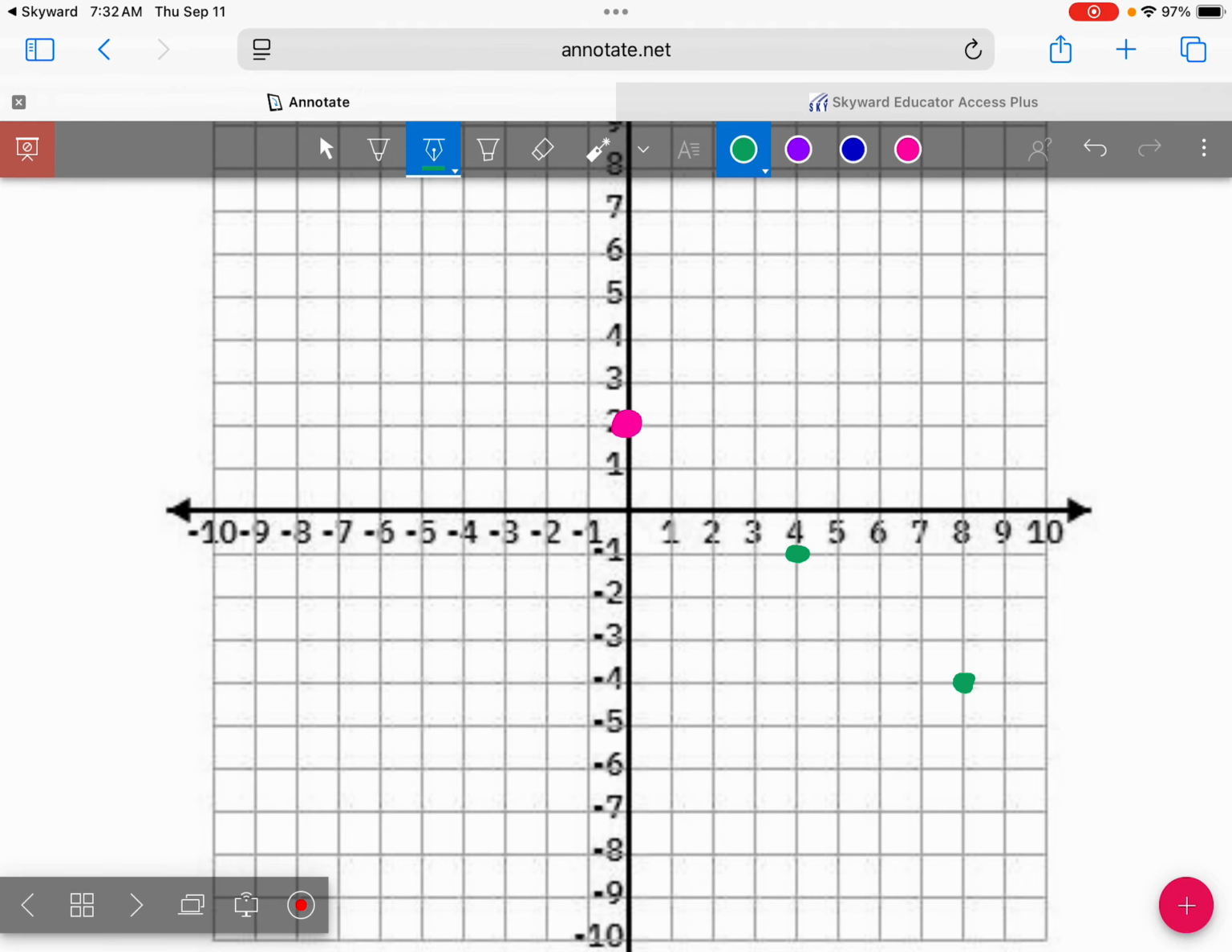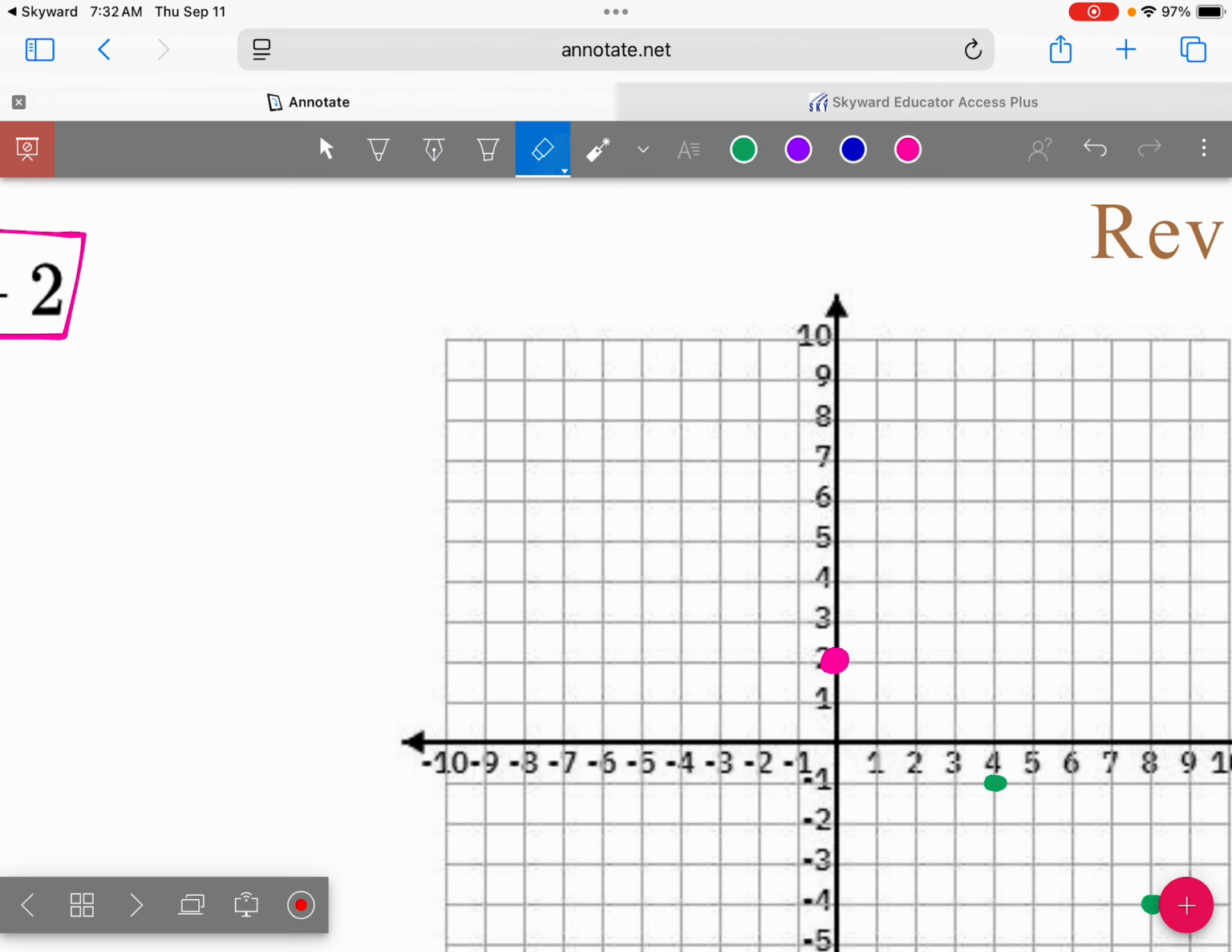I could also switch the other one. If I want more points, maybe I go up 1, 2, 3, and left 1, 2, 3, 4. That's totally valid. And then I picked up my pen and lost track of where it was. It was right there. And then up 1, 2, 3, left 1, 2, 3, 4. Right there.